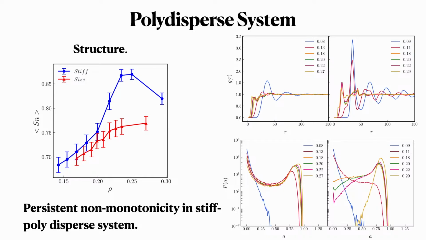Similarly, if you look at the structure of these systems, for the size polydispersed system the structure is completely lost, but for the stiffness polydispersed system the structure is still persistent. And if you plot the local orientational order parameter, again there is non-monotonicity for the stiffness polydispersed system, but for the size polydispersed system we have a continuous trend.